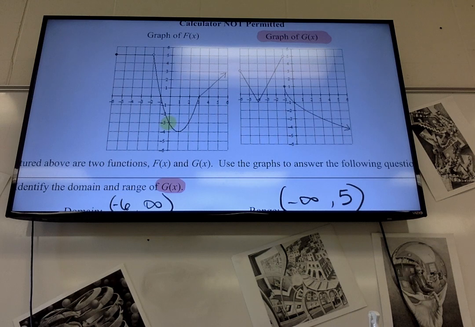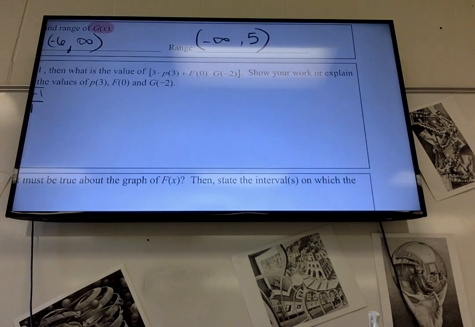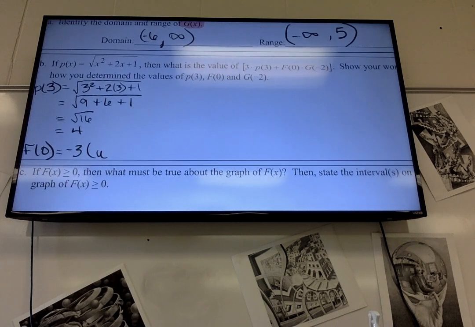Negative 3. That's right. It's down there, at that point. So that's negative 3. And I had to show my work or explain how I determined it. So I used the graph of f of x. That's fine.